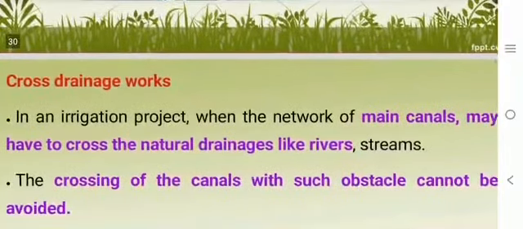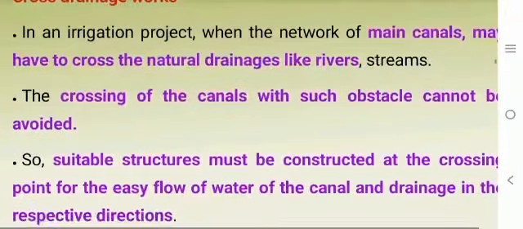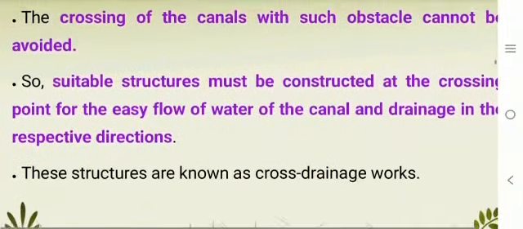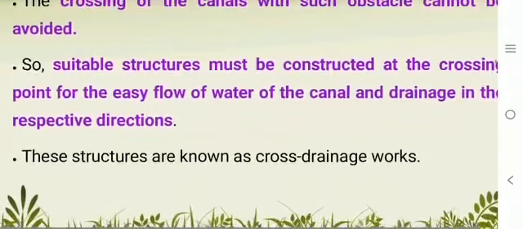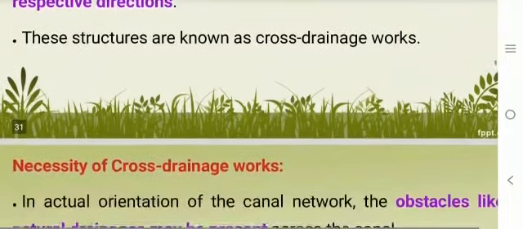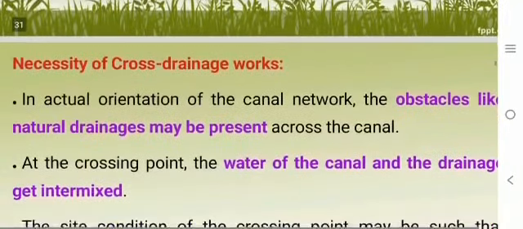And in this video, we are going to see about cross drainage works. First of all, what are cross drainage works? In an irrigation project, the network of main canals may have to cross a natural drainage like rivers, streams, etc. The crossing of the canals with such obstacles cannot be avoided. So, suitable structures must be constructed at the crossing point for the easy flow of water for the canal and drainage in their respective directions. These structures are known as cross drainage works.